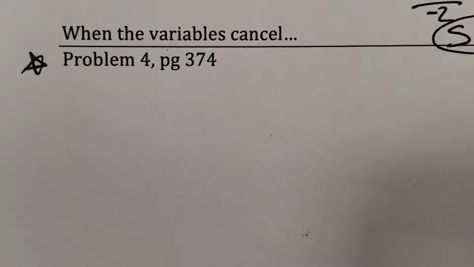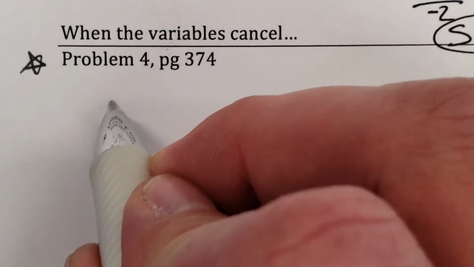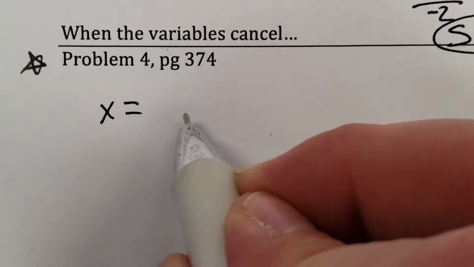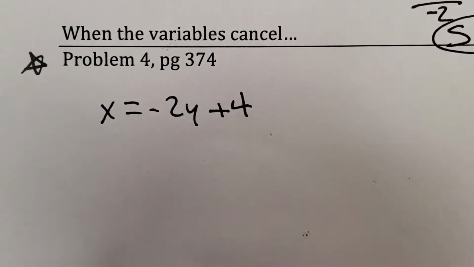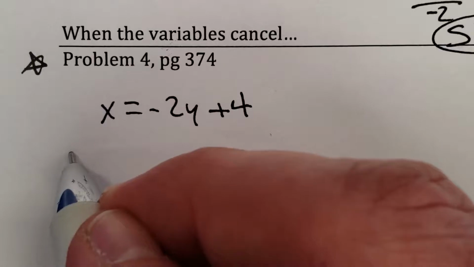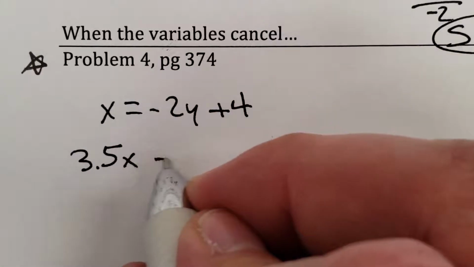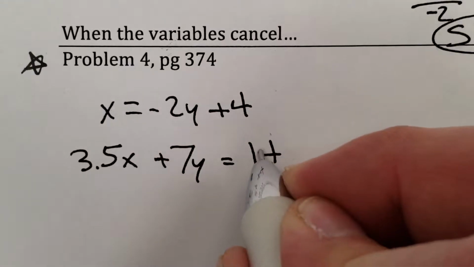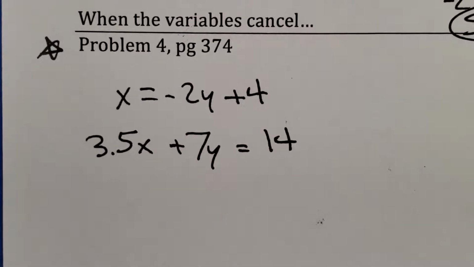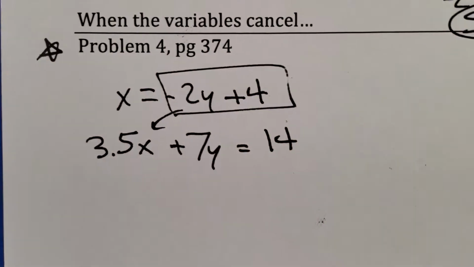So problem number 4 on page 374, we have a system. It's x equals negative 2y plus 4. That's one of the conditions of the system. Then we have 3.5x plus 7y equals 14. Okay, so this one's already kind of set up for us. X equals stuff. Stuff is going to go in for x.